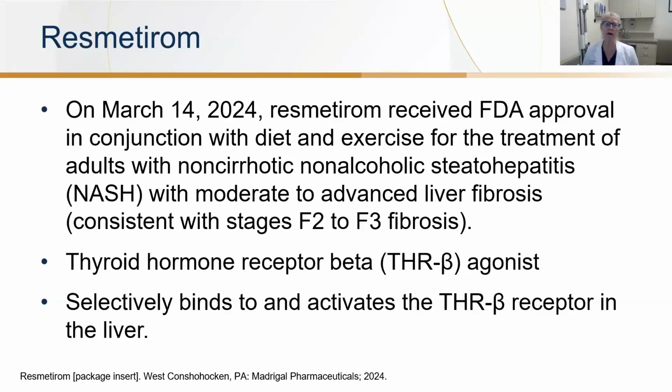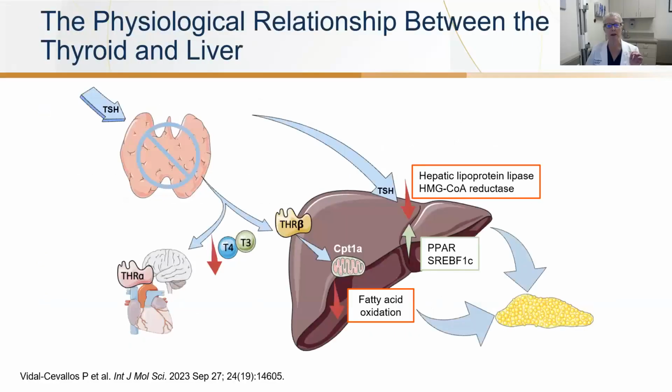So it's a thyroid hormone receptor beta agonist. It selectively binds to and activates the thyroid beta receptor in the liver. And what you'll see is that when it comes to monitoring the patient and doing your pre-labs, you'll see the importance, because it has that thyroid receptor.